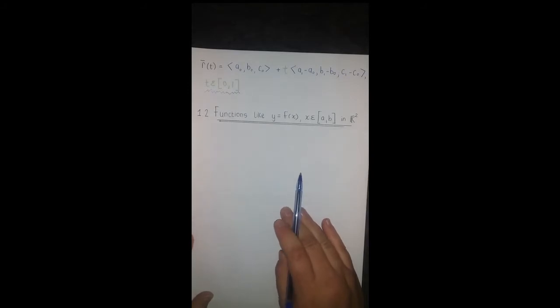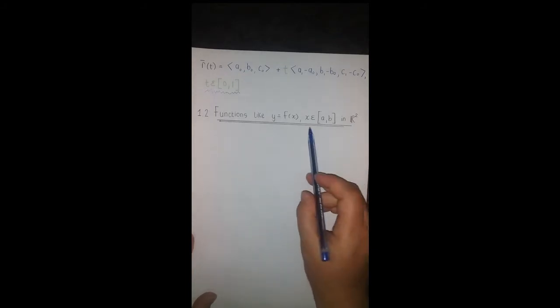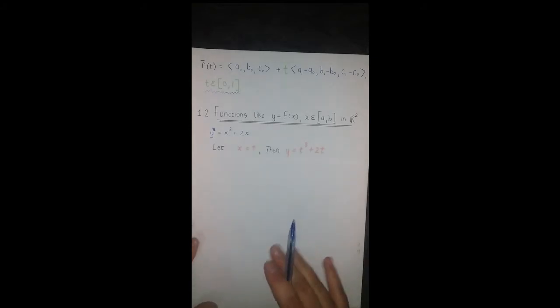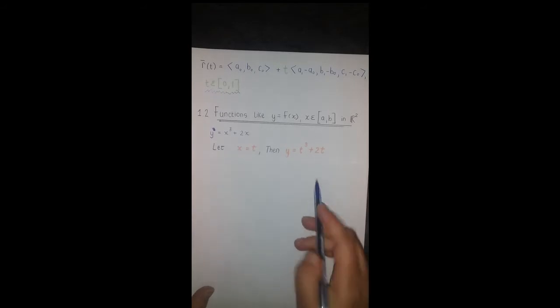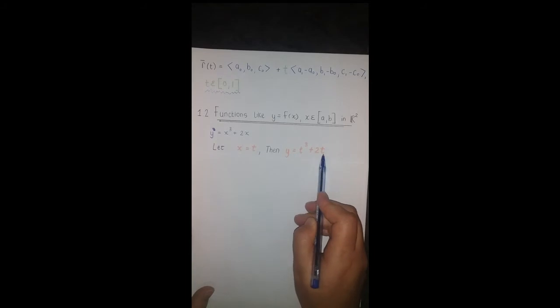So another one is functions like y equals f(x). You can also say y equals x squared or y equals square root of x, but just generally a function where you have y and x, and x is in a certain domain on the function. So let's say you have y equals x cubed plus 2x. Then what you do is you say let x equal t. So then you end up with y equals t cubed plus 2t.